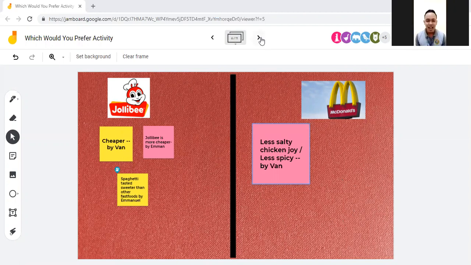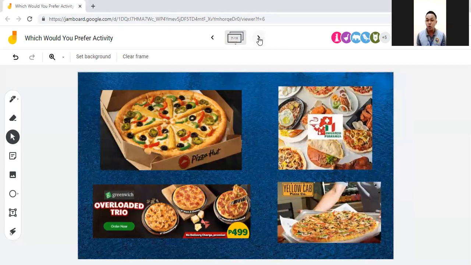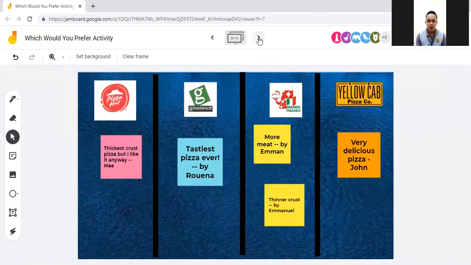Okay, I have another answer from Emma. The spaghetti tasted sweeter than other fast food. Okay, very good, Emma. Now let's proceed to another set of pictures wherein you are going to choose which among the four pictures you would prefer and state the reason why. Just choose only one. Okay, only one, guys.